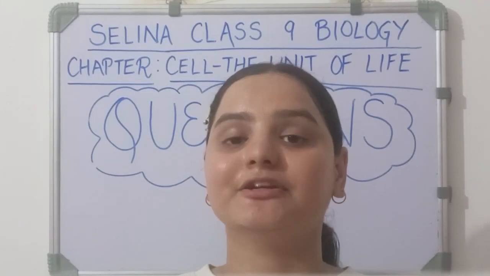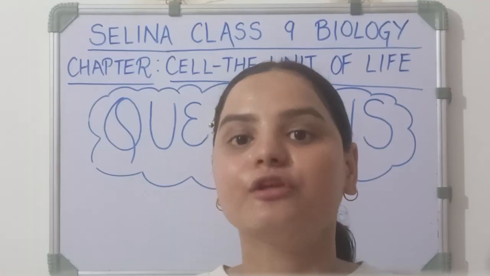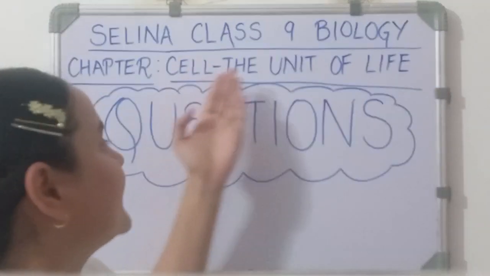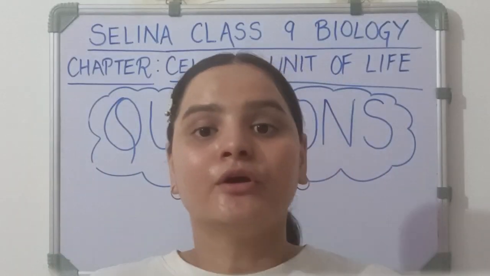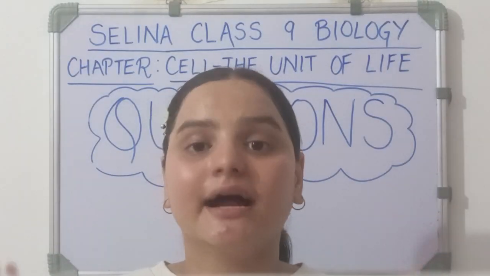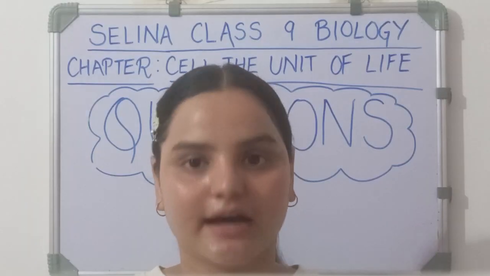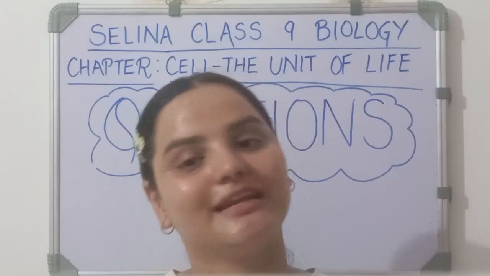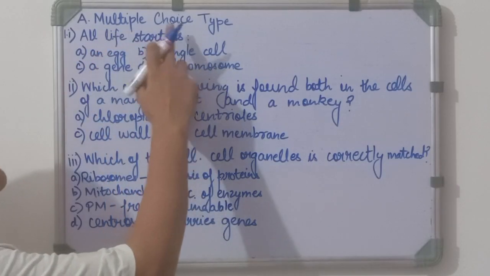Myself Sanjana, and in today's lecture we are going to solve questions from Selina class 9 biology chapter Cell, the unit of life. Okay, so we are going to solve each question step by step and understand the concepts behind each answer so that you may feel confident while writing in your exam. So let's begin. A is multiple choice type.